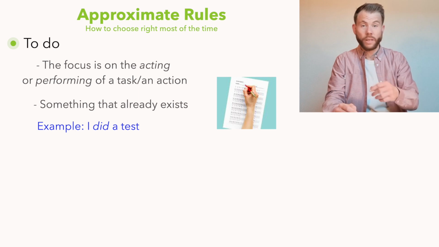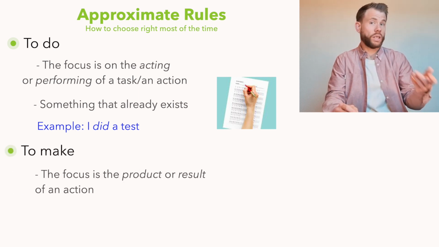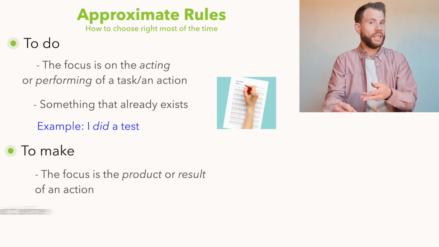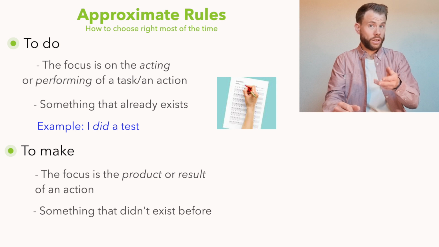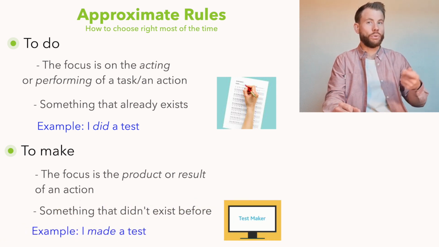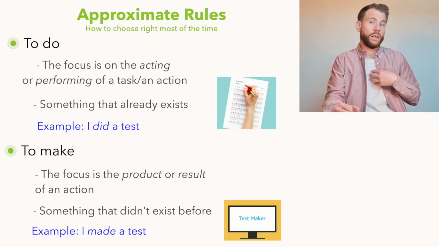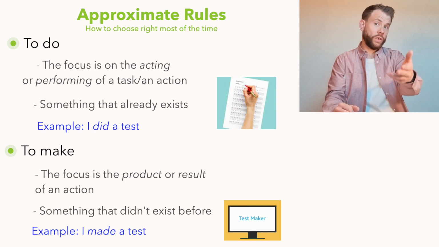On the other hand, with the verb to make, we're focusing on the product or the result of something. And often we're producing something that didn't exist before. So to make a comparison, you could make a test. And this means to produce, to create a test. So in the context of an English lesson, as the teacher, I could make a test. I could make a test for you.